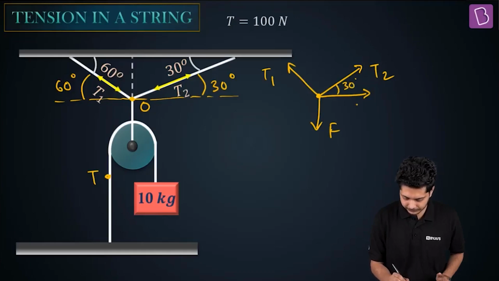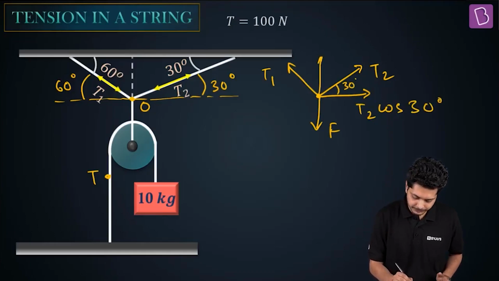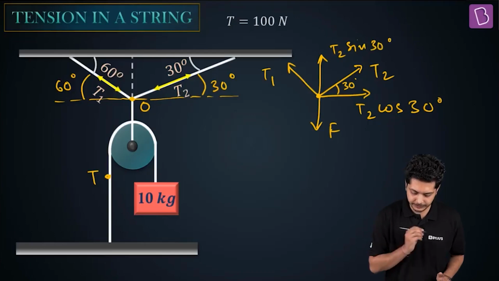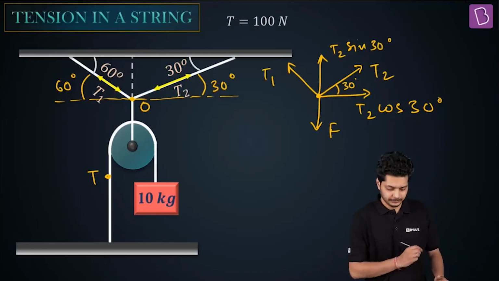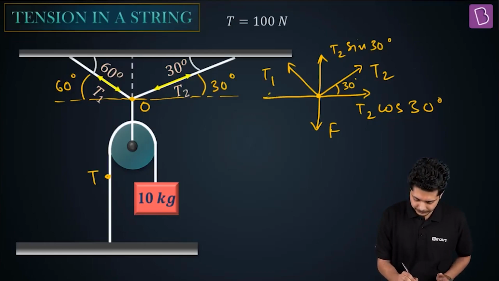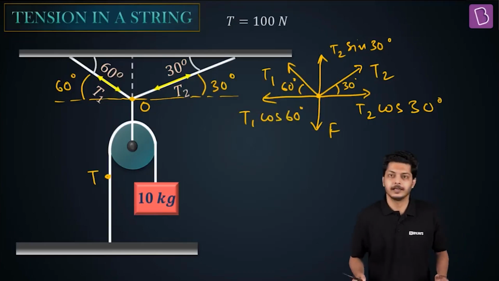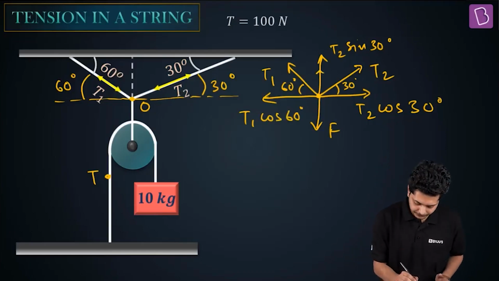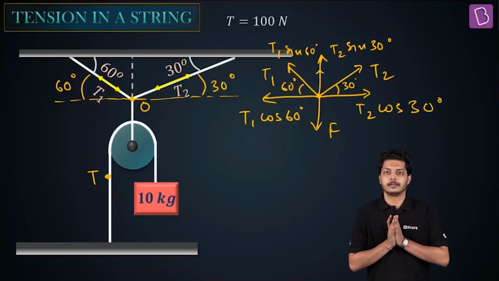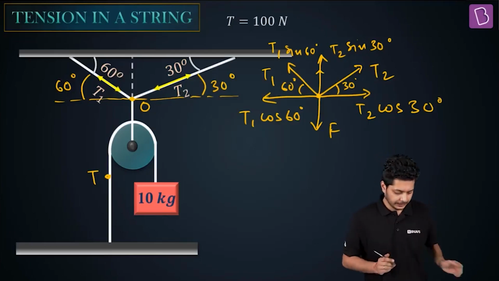So we can say this will be T2 cos 30 degrees, and in the vertical direction, this will be T2 sin 30 degrees. Here, since this is 60 degrees, this is T1 cos 60 degrees, and in the vertical direction, I'm writing it here, T1 sin 60 degrees. Let's see it clearly.